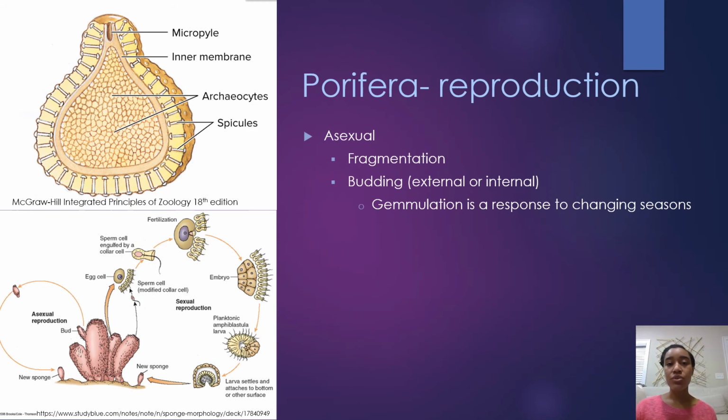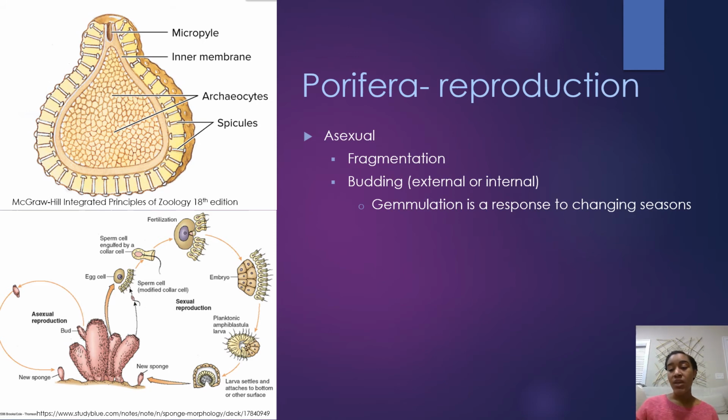Porifera can reproduce using sexual or asexual reproduction. In asexual reproduction, they can use fragmentation. This is where a part of the sponge breaks off, and if the conditions are right and it's met with a substratum, it can form its own new sponge. You can also take a sponge and fragment it into parts and put those parts close to each other, and they can actually start to reform or regenerate that initial sponge. So fragmentation is one method.